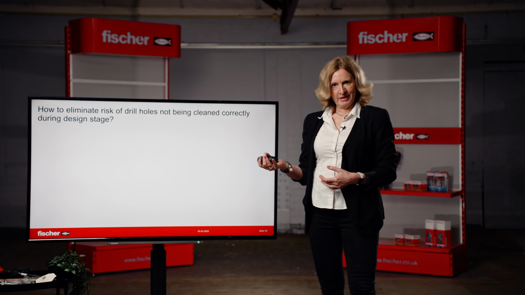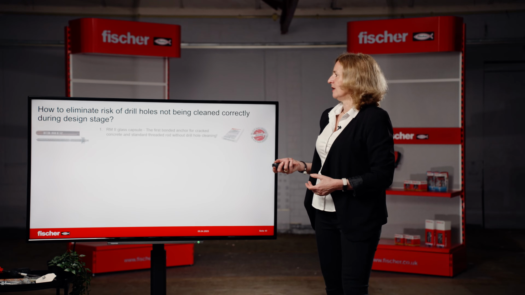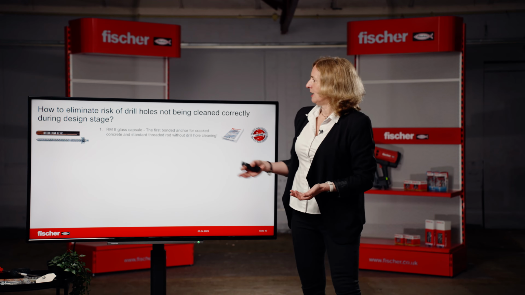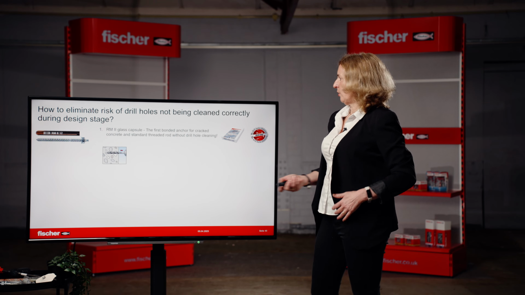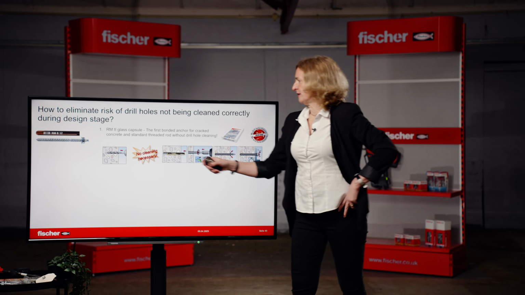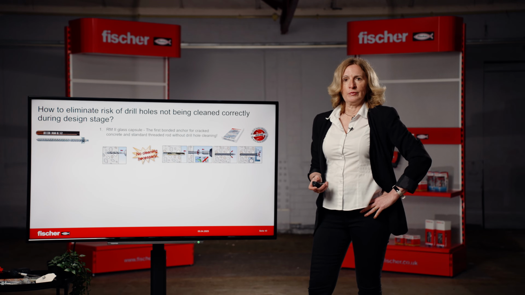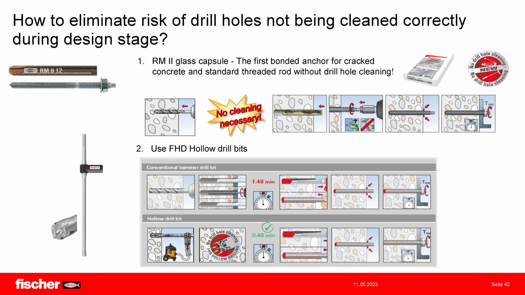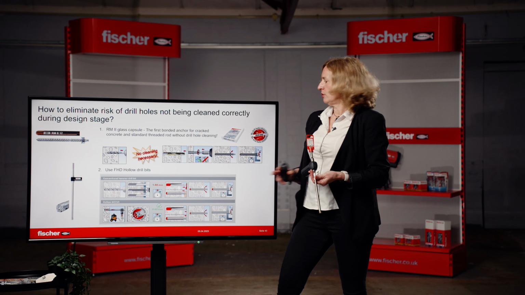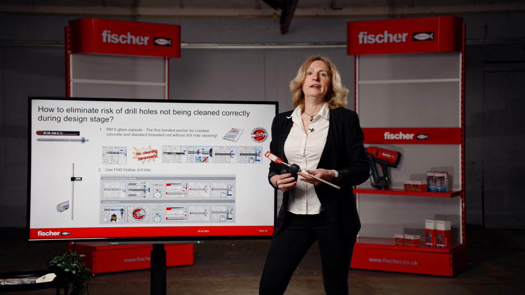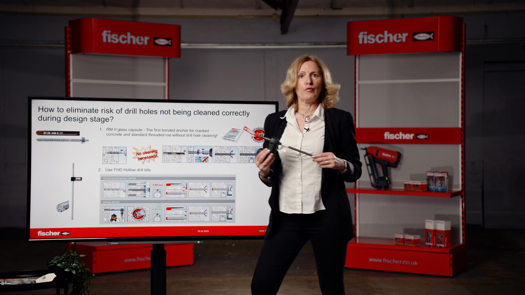Do you know how to eliminate this risk? You can specify, for example, RM2, also a high bond glass capsule, where you don't have to clean a hole. You drill and insert a glass capsule and finish installation. You are eliminating the risk of the drill hole not being cleaned correctly. Another option is you can specify use of a hollow drill bit with dust extraction system, because then you are removing the dust during the drilling process. So that's another way how you can eliminate the risk of wrong hole cleaning.